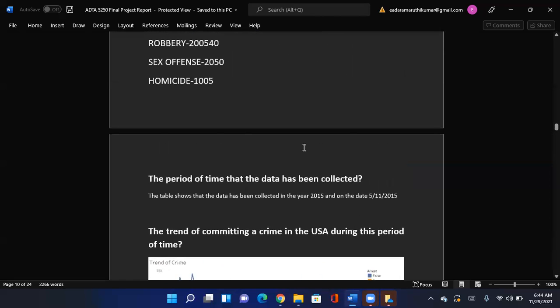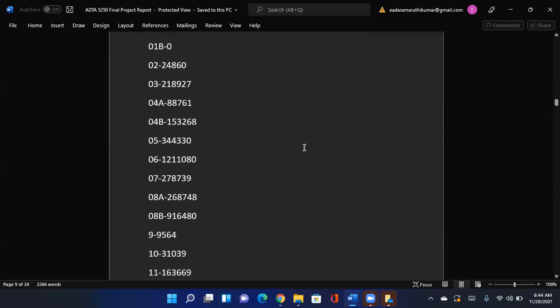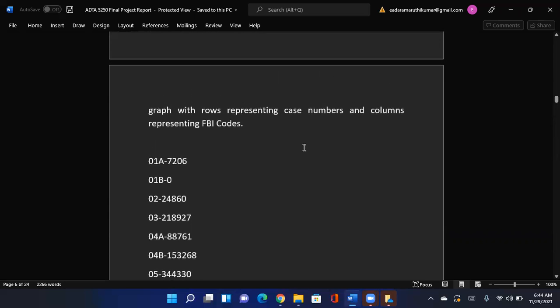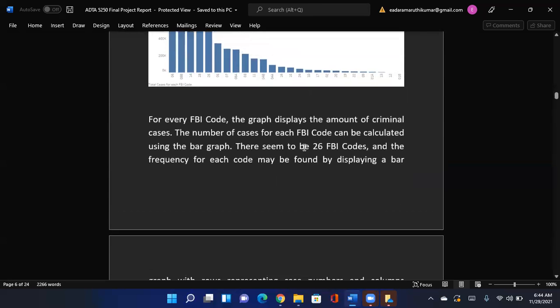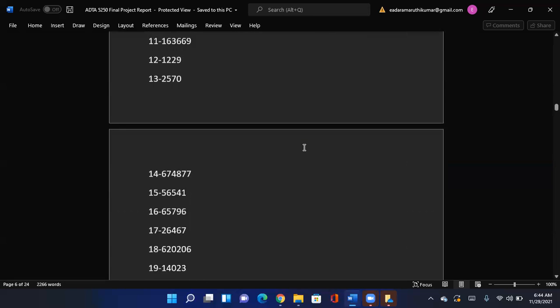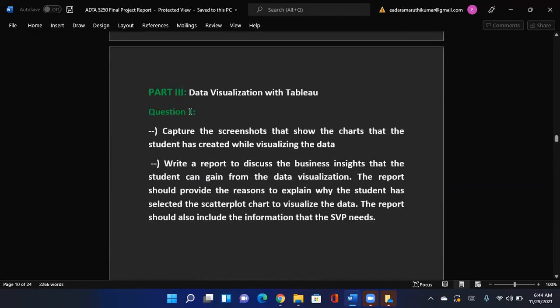This is part two, where we discussed the different crimes, how the FBI does investigation on different crimes, and how many crimes there are as of now according to the 2015 data set. After that, we worked on part three. Part three is also data visualization with Tableau.